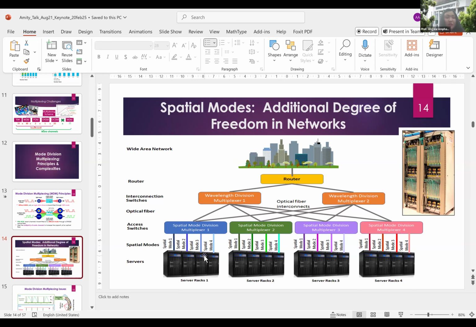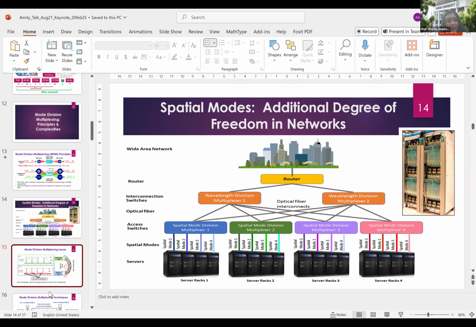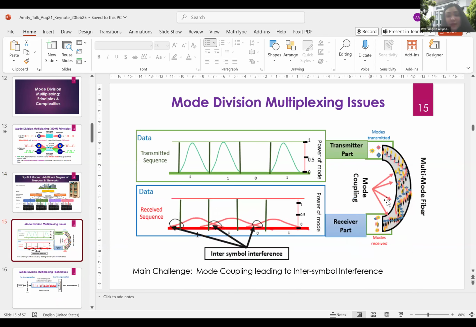Space division multiplexing allows us to have more user connections through spatial modes, and the beauty of spatial modes is that they are orthogonal. So it can be used in conjunction with other multiple access schemes, such as wavelength division multiplexing, OFDM, PDM, and many others. And in order to do that, we need to address mode coupling issues.